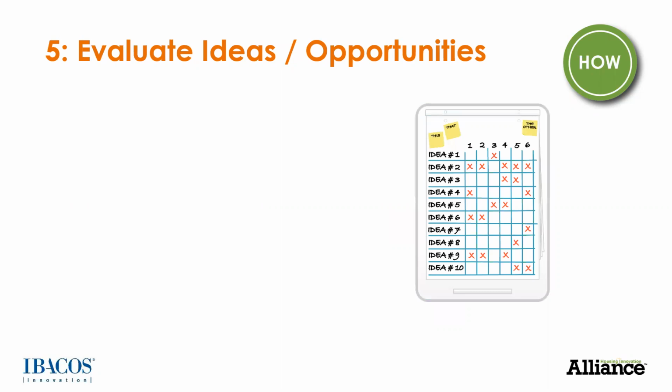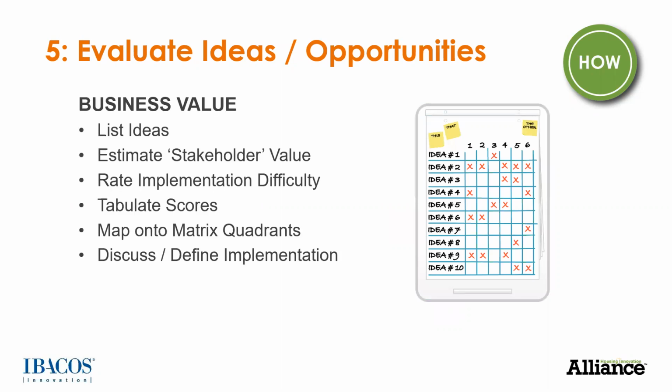Then when you've done this exercise, how do you rank the ideas? So I mentioned it earlier. List the ideas, then ask structured questions. What's the value of that idea to the different stakeholders? How hard would it be to implement that idea? And then you can start tabulating them, and I'll show you this.